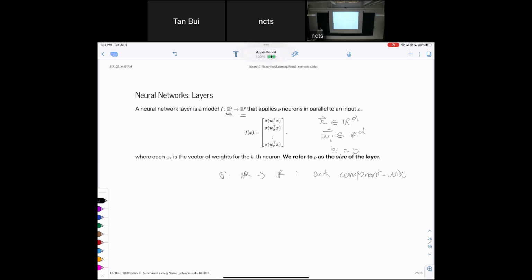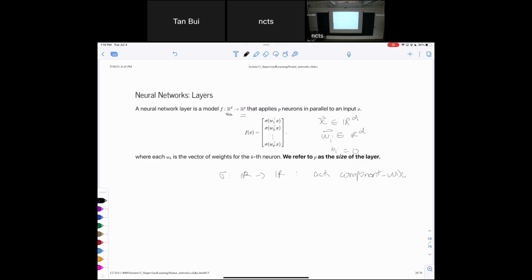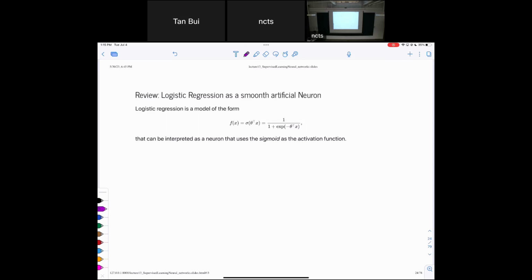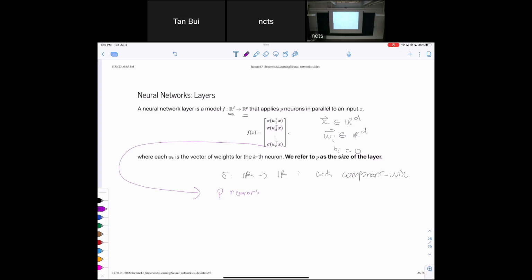So you see that you have every neuron. So in this case, we have P neurons, and this corresponds to this. According to this, we have P neurons. Each neuron receives input, and you'll see in a second.